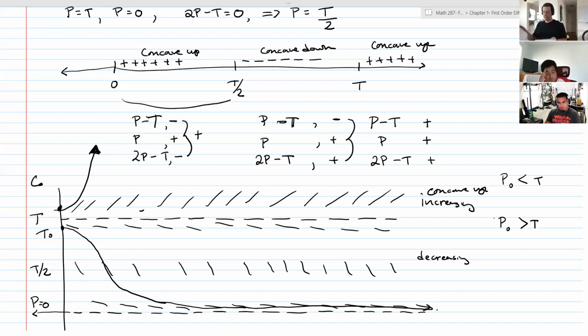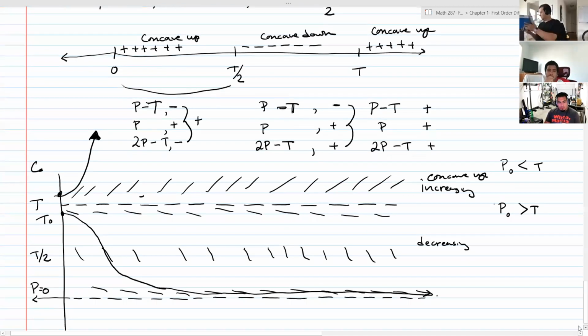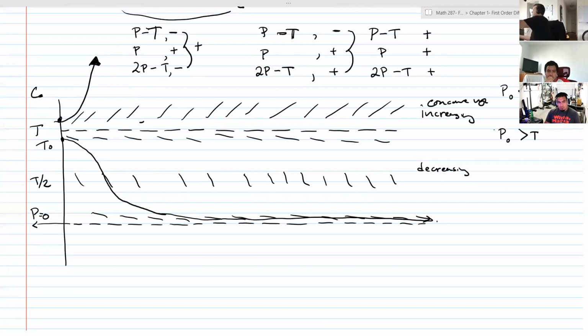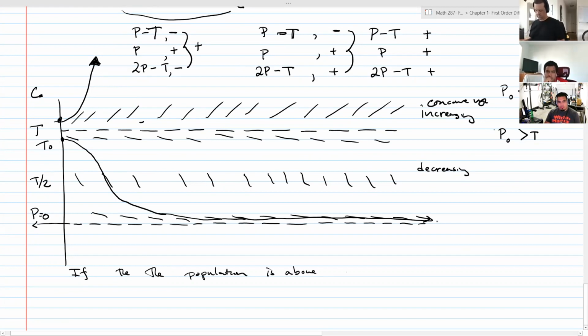So the slope field tells us what's happening with the population. If the population is above the threshold, what's going to happen to it? You can put it in the chat, or you can unmute if you like. If the population is above the threshold, the population will what?